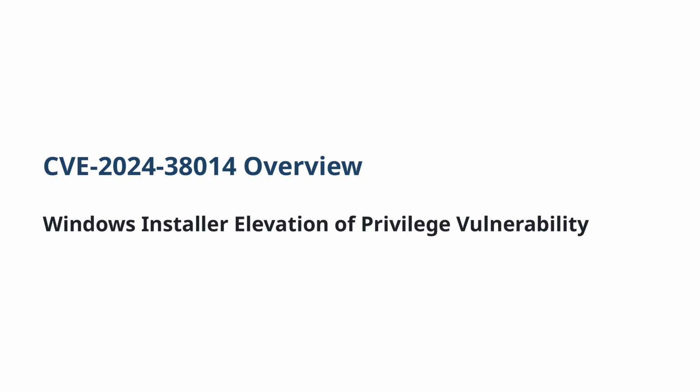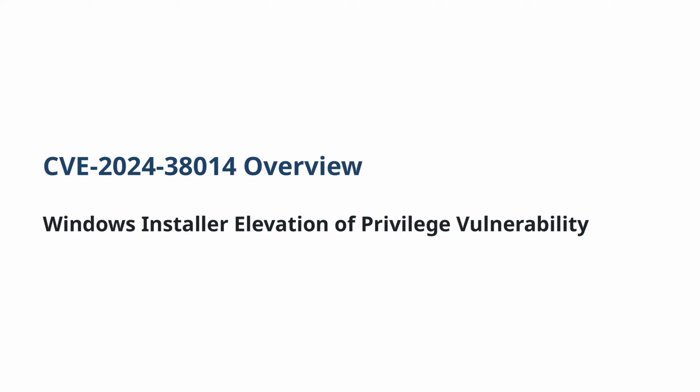In this slide, we are focusing on an overview of CVE-2024-38014, which is a Windows installer elevation of privilege vulnerability. This security issue is significantly impactful as it allows local attackers to escalate privileges to gain system-level access, which is the highest operating system privilege level in Windows.